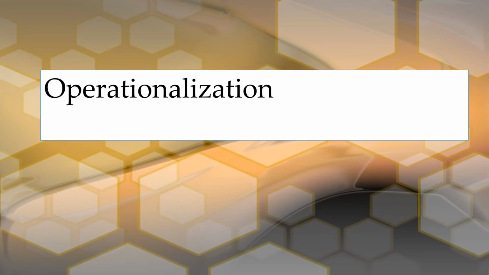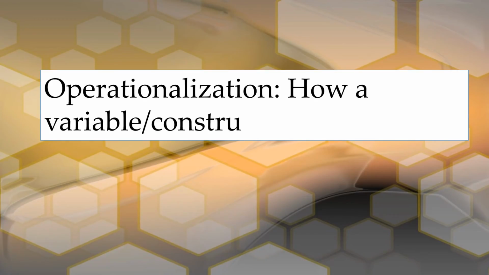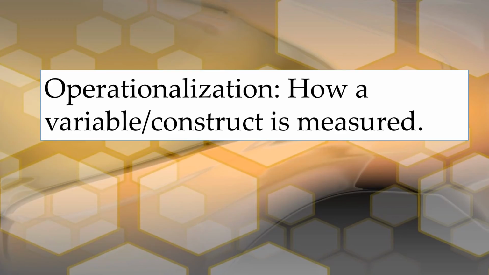Because happiness is a complex psychological construct, we must determine how we're going to operationalize the construct before we collect our data. Operationalization is how a variable or construct is measured. So it's how we define a variable. When we're measuring ice cream, it's kind of simple. We can put yes if they eat ice cream and no if they do not eat ice cream.